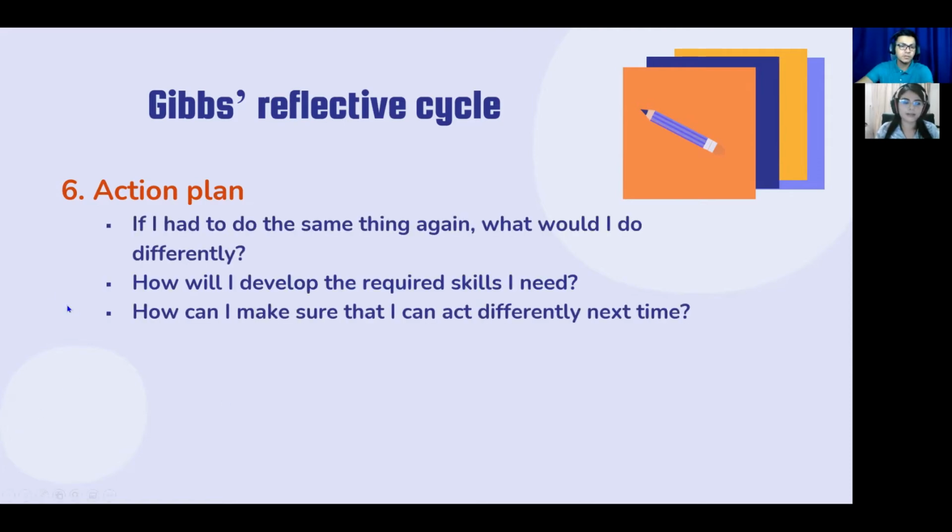Also here we have some questions. For example, if I had to do the same thing again, what will I do differently? How will I develop the required skills I need? And how can I make sure that I can act differently next time? Yes. These are good questions to help us because sometimes we don't have the skills that we need to reach the goals that we want. But if we follow the previous process, we should at least know what we have to do now to get those skills or how we can make sure that we act differently next time.